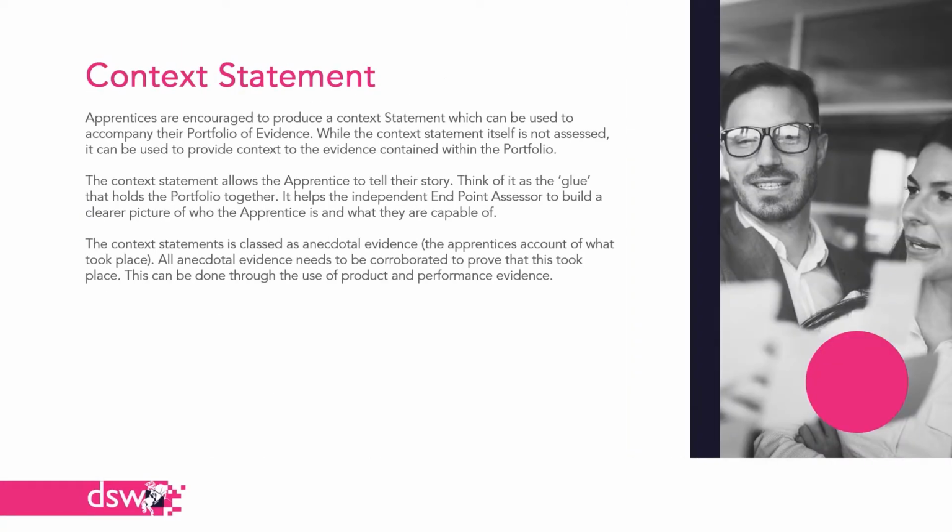Context statement. When we refer to a context statement, we want to know what the apprentice has done in a specific situation: who, what, where, why, and when. Build a picture behind a specific situation, and from there they can pull on pieces of product and performance evidence which demonstrate exactly what they've done in relation to the context statement. It's a great way for apprentices to bring all of their evidence together and give a more rounded picture of what they're capable of. They do need to make sure they corroborate what they've said in their context statement with evidence, as the context statement is classed as anecdotal.